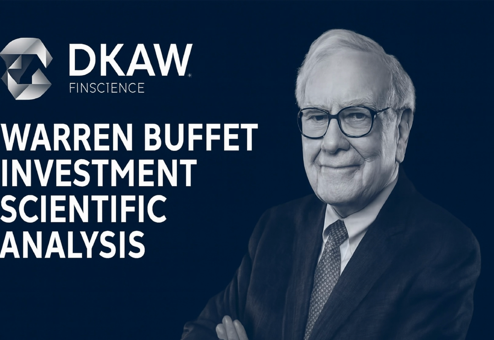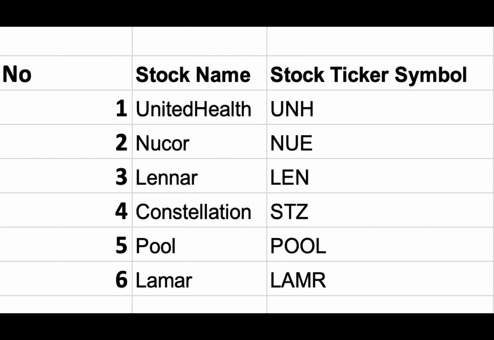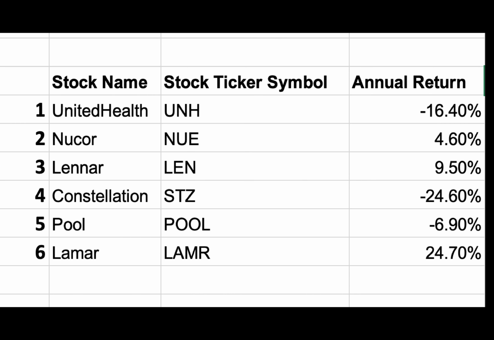So today we'll be looking at 6 different stocks that have been mentioned previously, and these are UnitedHealth, Nucor, LAMR, Constellation Brands, Pool Corporation, and LAMR Advertising. So I created a little Python code with which we generated some of the annual returns based on the stocks mentioned as of early November 2025.